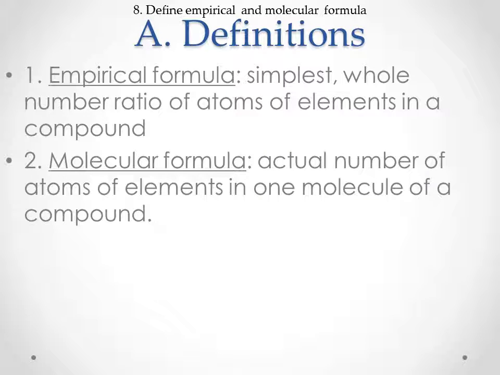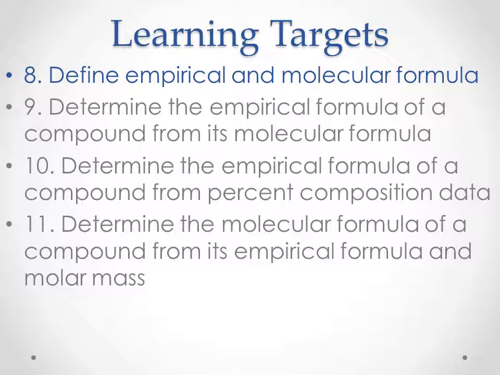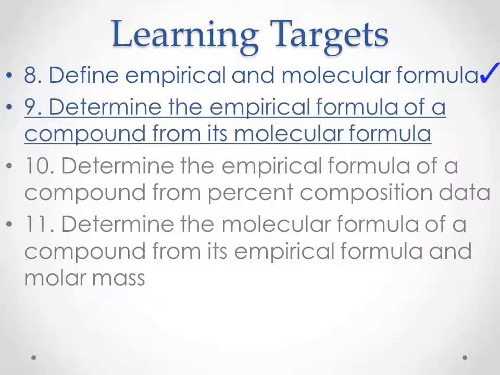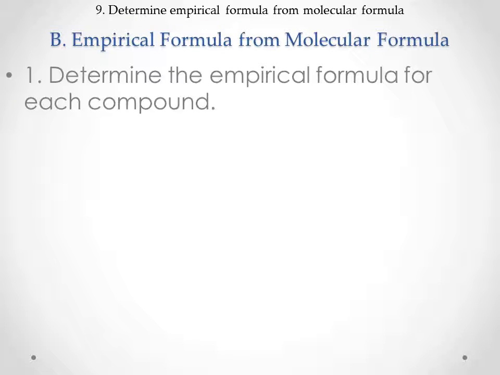We will contrast this with a molecular formula, which is the actual number of atoms of elements in one molecule of a compound. So these are some definitions you want to be familiar with. Now let's take a look at how those definitions apply to each other. What we should be able to do is determine an empirical formula of a compound if we're given its molecular formula. So let's look at some examples.